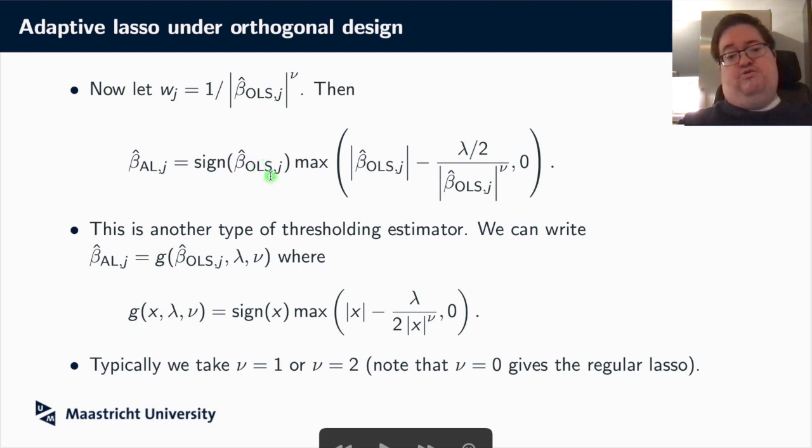And actually, this is another thresholding estimator. So we can define a generalized soft thresholding estimator having this form here, where if we take nu equal to 0, we just retrieve the regular soft thresholding, the regular lasso estimator. If we increase nu, we get a stronger effect based on the initial thresholding. And common values, as I already mentioned, are nu equal to 1 or sometimes nu equal to 2.